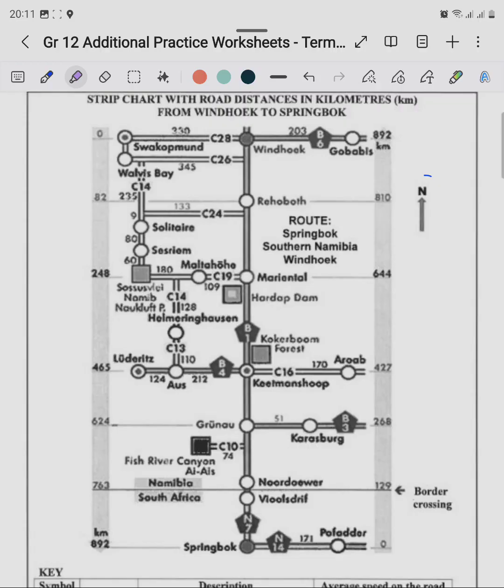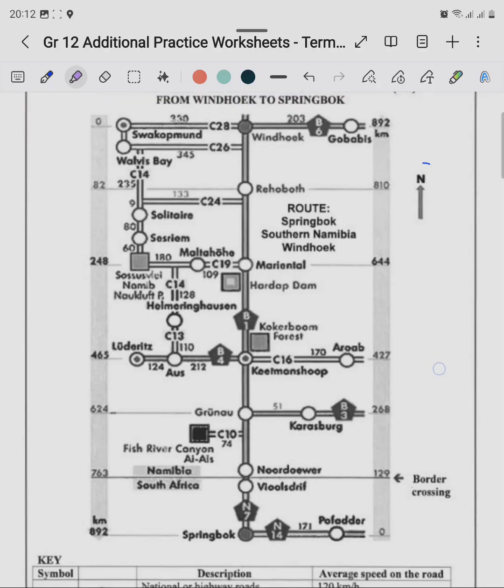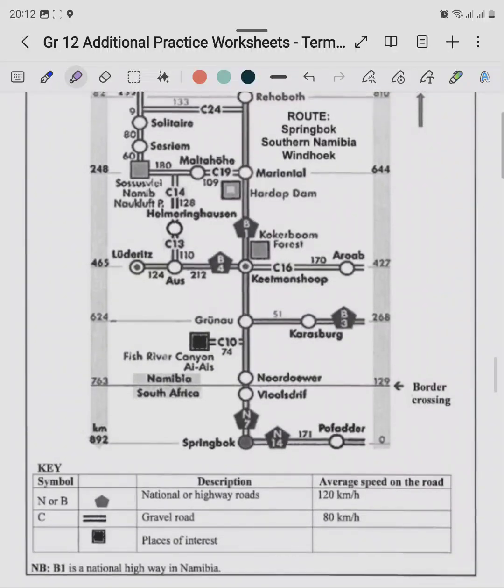Okay, the next question, 5.2.3, which I don't have on the screen, asks us to identify the Namibian town between South Africa and Namibia. So we need to see where South Africa and Namibia are. And here is our border crossing. They tell us over here, this is our border crossing. And they wanted the Namibian town. So that tells me they're wanting it on the Namibia side of the border, which would be this Noord over there. And you can just state the town for that.